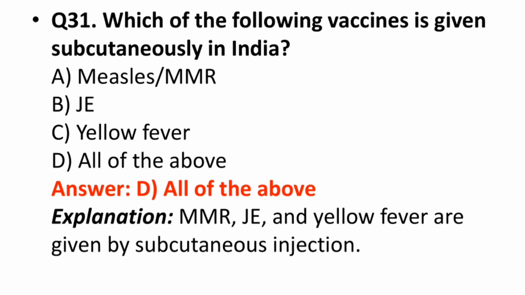Which of the following vaccines is given subcutaneously in India? Option A, measles or MMR, option B, Japanese encephalitis, option C, yellow fever, option D, all of the above. The correct answer is option D, all of the above. Measles, Japanese encephalitis and yellow fever are given by subcutaneous injection.